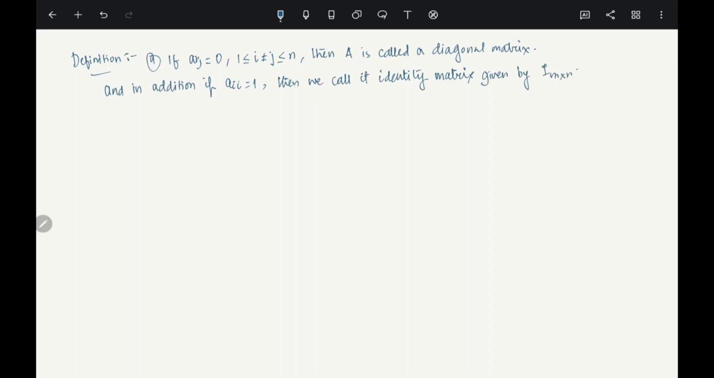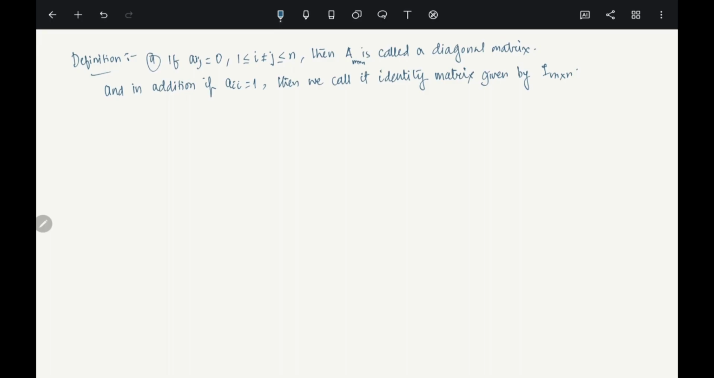Please remember these are the notations I am going to use throughout the lecture, and I will not explain them every time. So A, m cross n, with a_ij equal to 0 is a diagonal matrix, and if the a_ii's are 1, that is the identity matrix, which will always be written as I, m cross n.